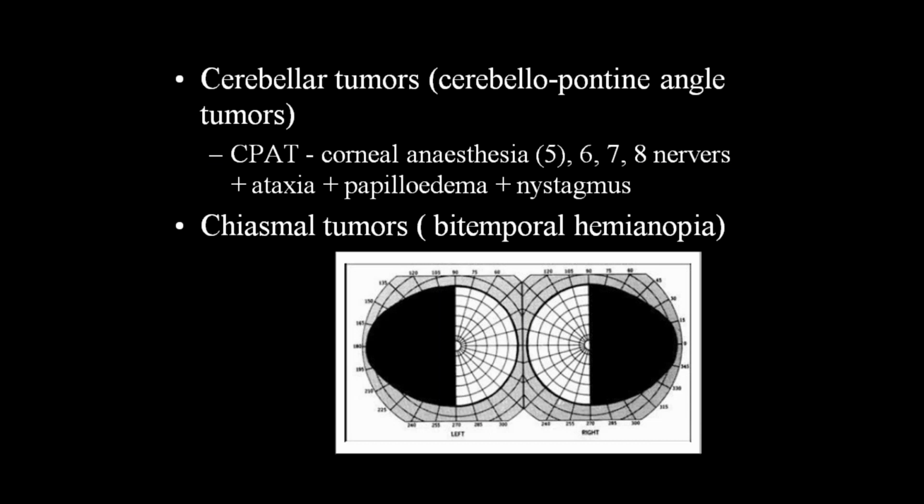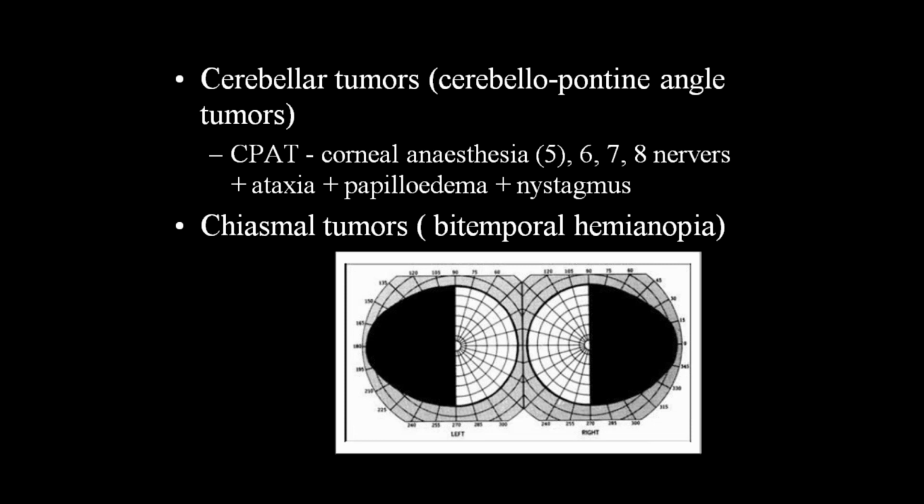Coming to cerebellar tumors, when there is a tumor in the cerebellopontine region, the patient presents with corneal anesthesia, because the 5th, 6th, 7th, 8th nerves are all involved. There is an auditory problem, facial paresthesia, lateral rectus palsy, and corneal anesthesia. These clinical features of involvement of the 5th, 6th, 7th, 8th nerves, associated with ataxia, papilledema, and nystagmus, make you suspect cerebellopontine angle tumors.